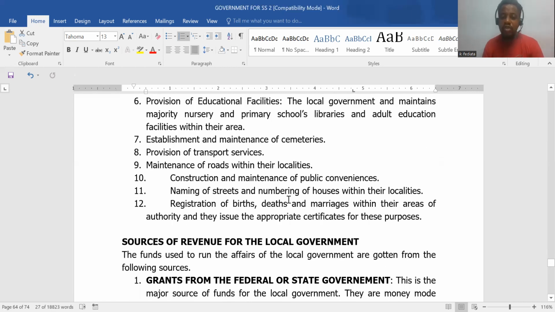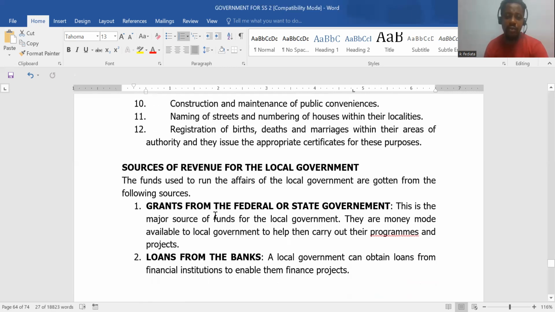So naming of streets and numbering of houses is their duty. Also construction and maintenance of public conveniences like toilets and the likes. So this naming of streets, you can even give your street a name, but you have to go to the local government and follow the procedure, right? Now, where does the local government get the money? What is their source?